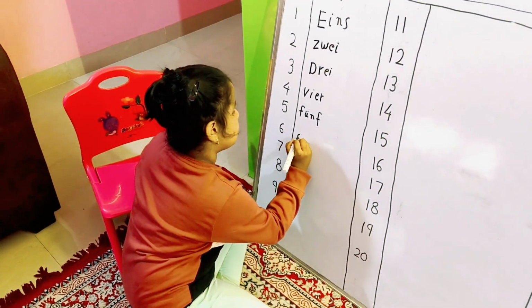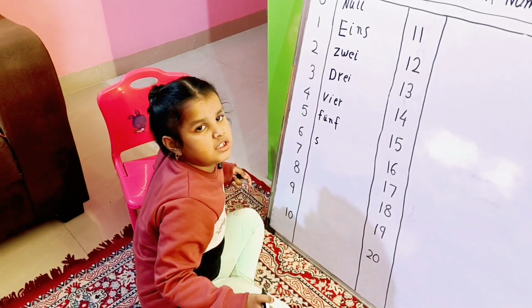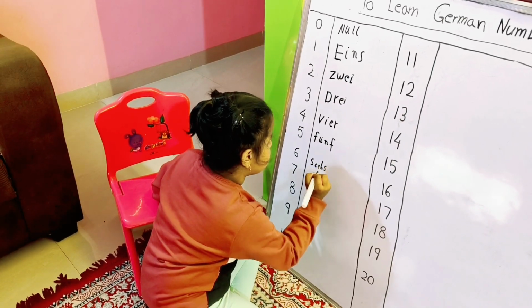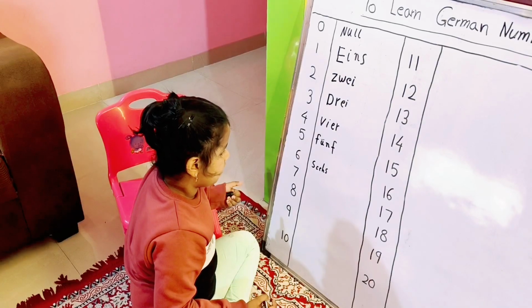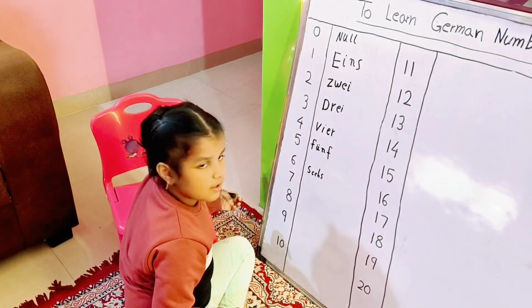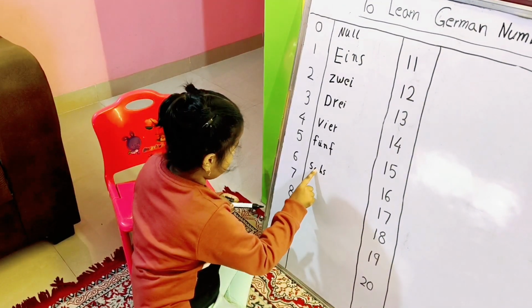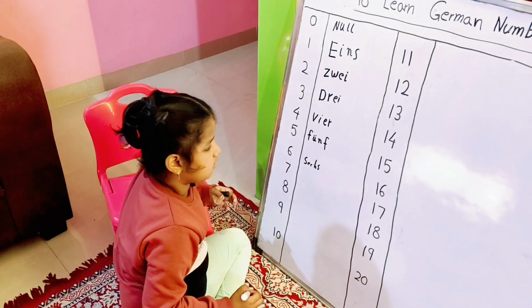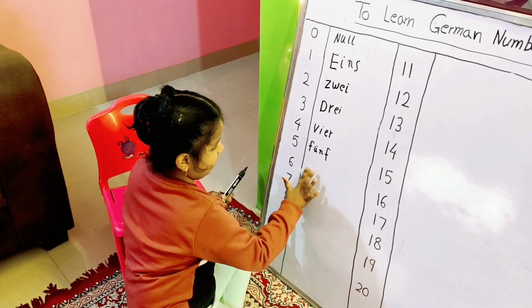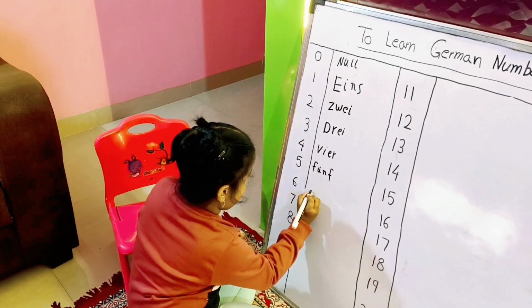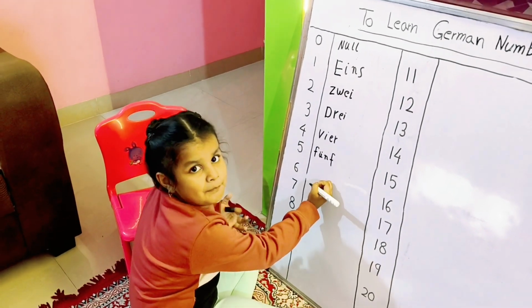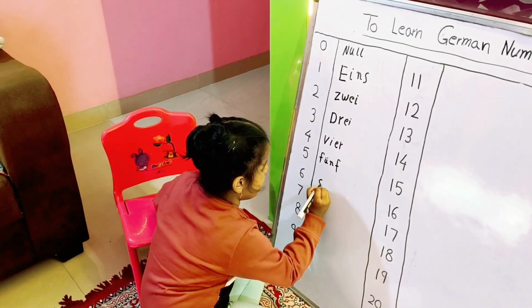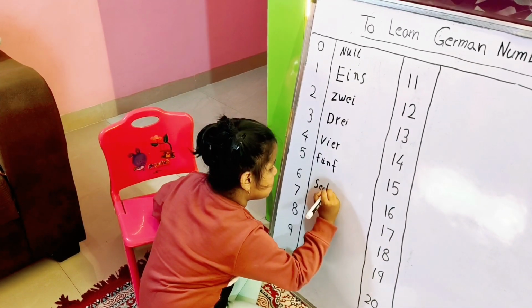Six. In German you will say sechs, S-E-C-H-S. Oh, I forgot, here will become E. Please write big size. Okay. What is six? Sechs, S-E-C-H-S.